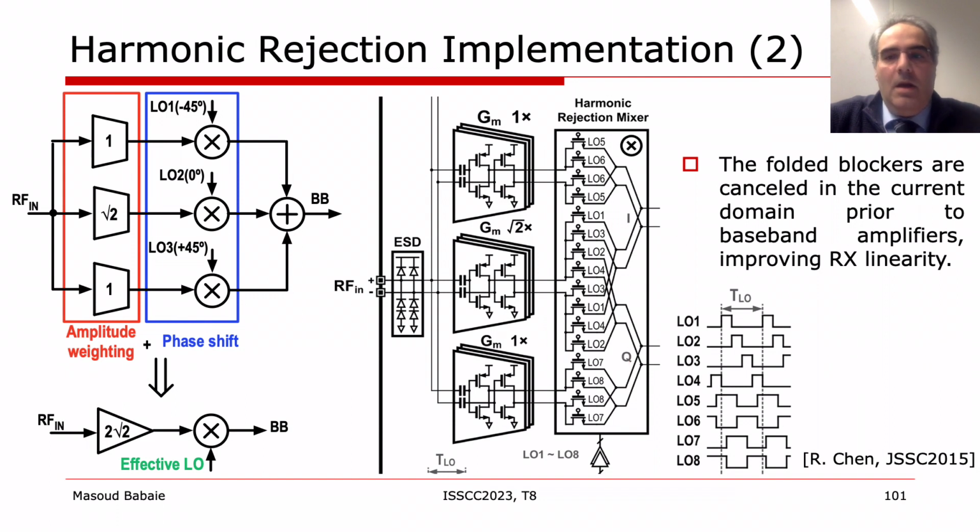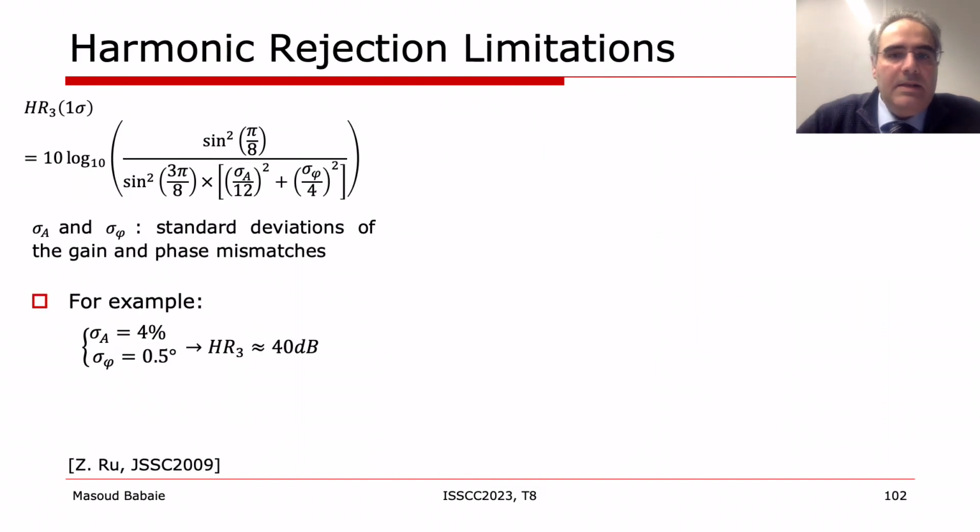In this way, the I and Q output currents do not have any components from the blockers at 3 omega LO and 5 omega LO. In practice, the amount of harmonic rejection is limited by the amplitude and phase mismatch among different LO clocks and can be estimated by using this equation, where sigma A and sigma phi are the standard deviations of the gain and phase mismatches. Even when considering a sigma A of 4% and sigma phi of 0.5 degree, we can get about 40 dB of rejection, which is not enough in many applications.